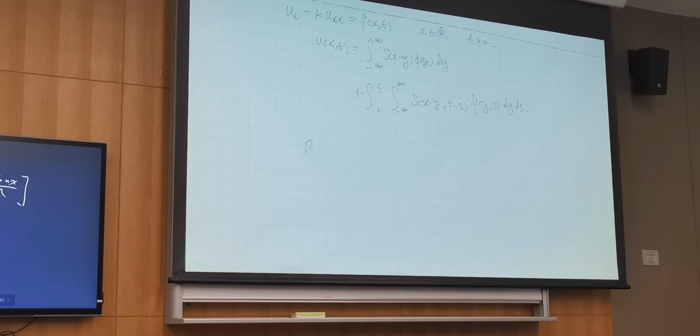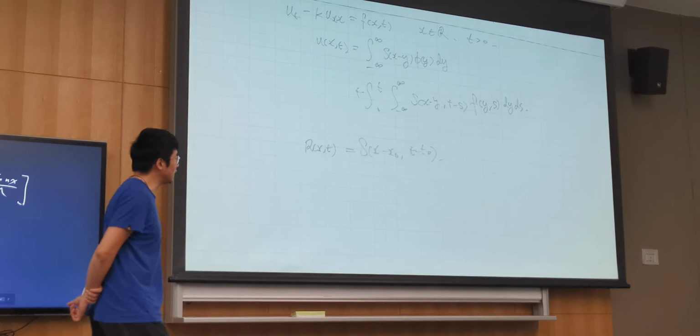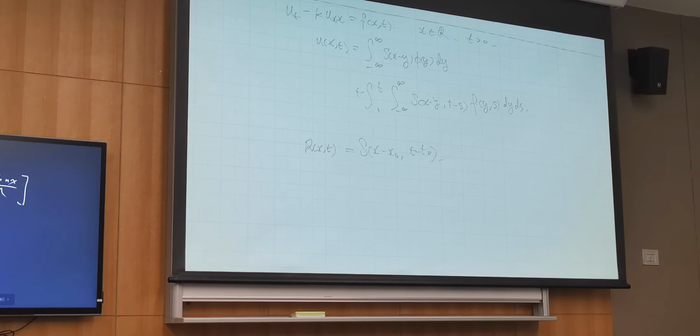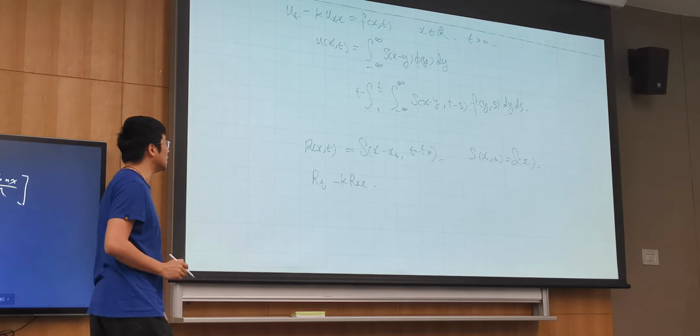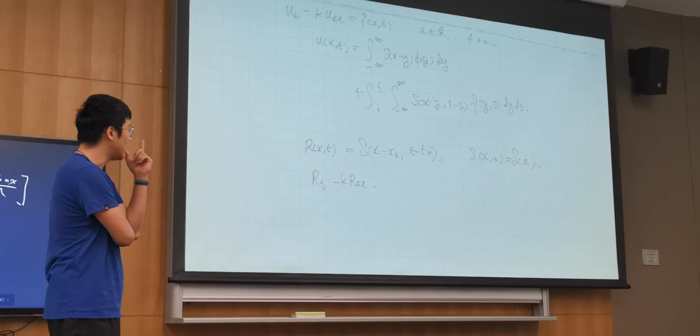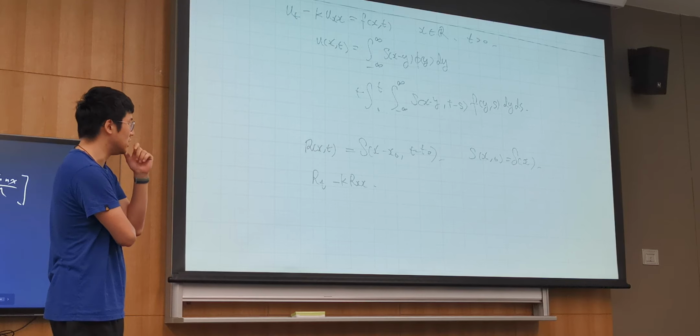let's say R(x,t) is exactly S(x - x0, t - t0). Can you please tell me what is R_t - k R_xx? Again, S is the source function such that S(x,0) is exactly the delta function. Can anyone tell me what it means by R_t - k R_xx, if my R(x,t) stands for S(x - x0, t - t0)?